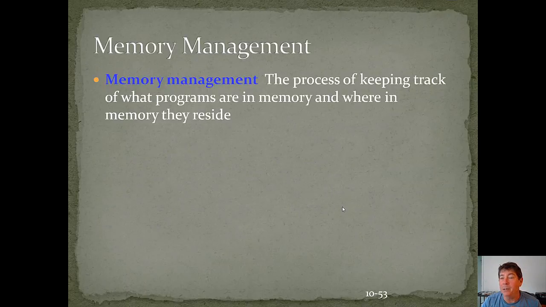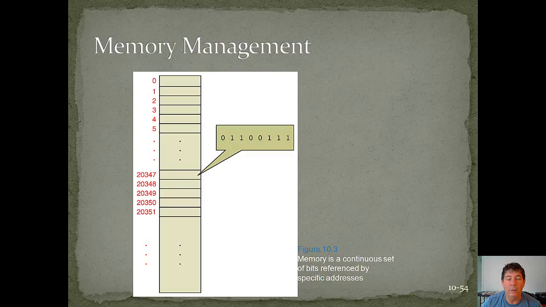Memory management is the process of keeping track of what programs are in memory and where in the memory they reside. So take a look at this figure. Each one of these rectangles represents a single byte of information. It starts at 0, then goes to 1, and it'll go way up. And each one of these numbers is an address.